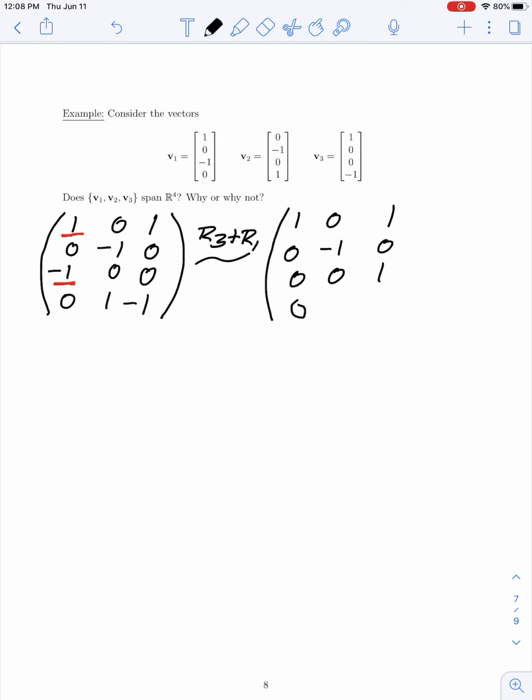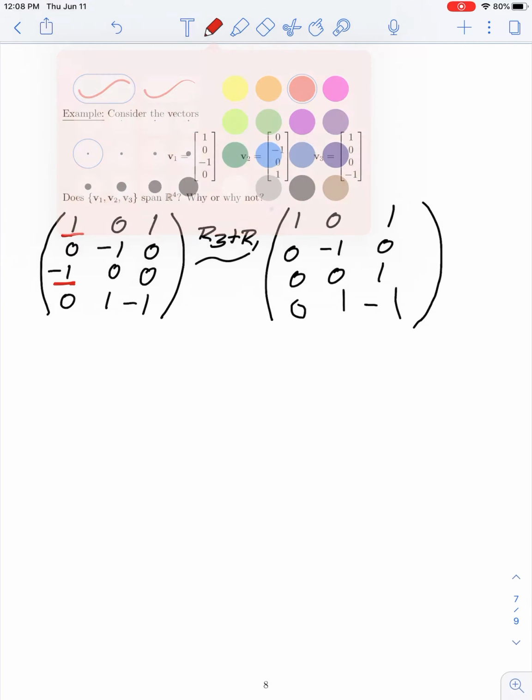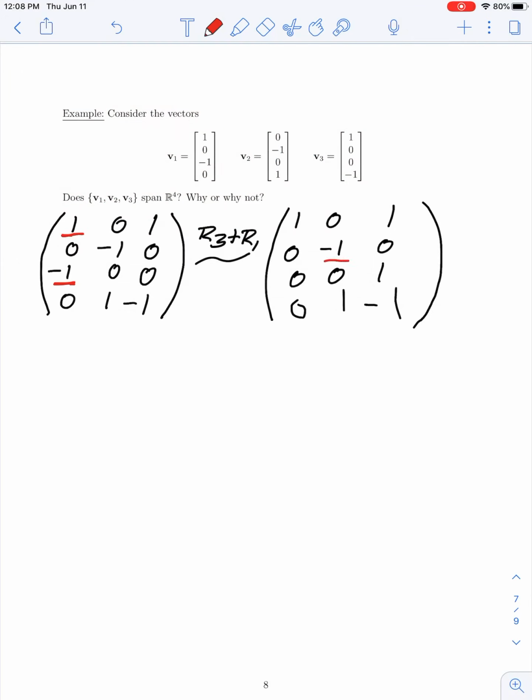So our last row, we have 0, 1, negative 1 for that last row. So now it's a little closer to echelon form. In this second row, we have a lead coefficient of negative 1. I need to kill off the positive 1 that appears below that. So I can do that by adding row 2 to my fourth row.